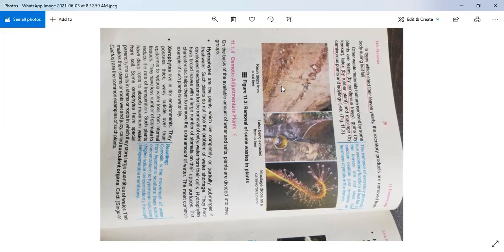And if there is a carnivorous plant, or ladyfinger, it can remove its metabolic waste in the form of mucilage. Okay, so different examples are given. You can also see them in your book. Different metabolic wastes are removed by plants in different ways. I hope you understand how plants remove metabolic waste from their body.